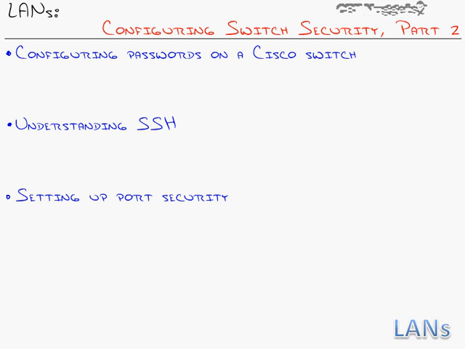Configuring switch security part 2. We are going to pick up right where we left off in part 1. In part 1, we walked through configuring the passwords on a Cisco switch and locking it down, and I guess we also set up SSH to secure our remote administration of these devices. Now, the last thing I want to do, and what this video is focused on, is setting up port security. So let's get going.